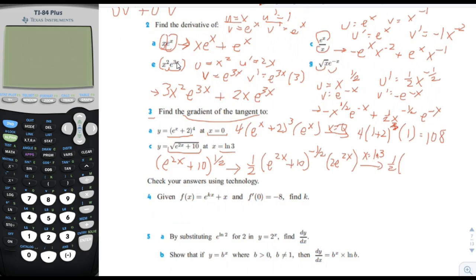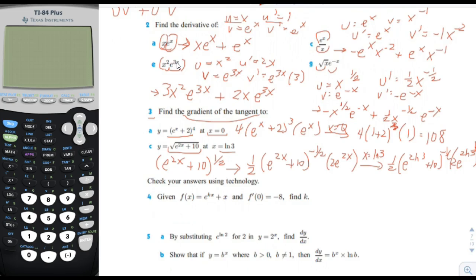some of the things are going to simplify. We have one half times e to the 2 natural log of 3 plus 10, to the negative 1/2, times 2e to the 2 natural log of 3. Okay.